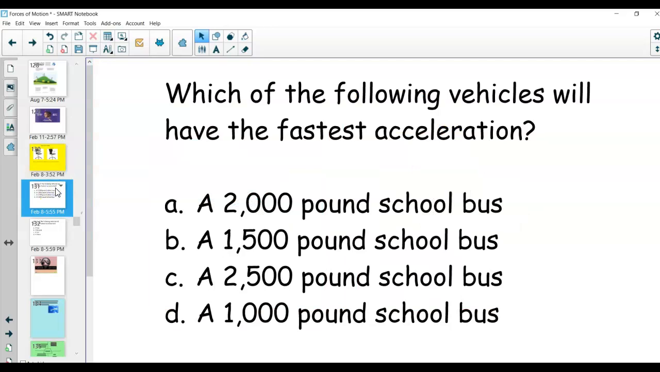Which of the following vehicles will have the fastest acceleration? Now remember that acceleration is the change of speed, the amount of how quickly a vehicle is able to change its speed. So think about that.